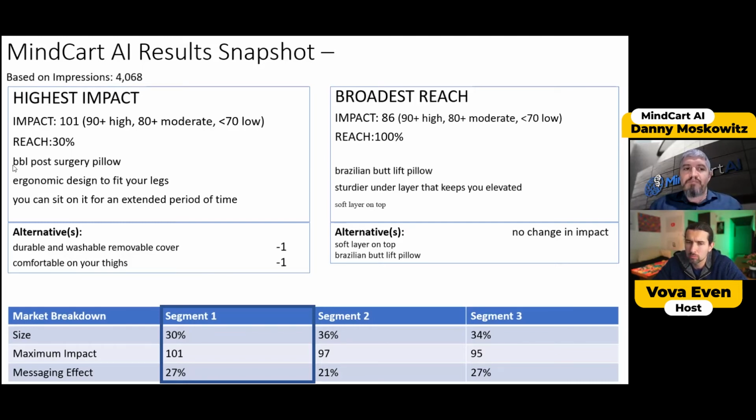And so that's what MindCart focuses on. It doesn't tell you who these people are. It tells you what you need to put in your title to attract whoever they are. Okay. Yeah, so it does make sense.